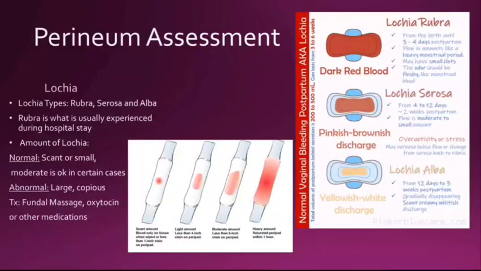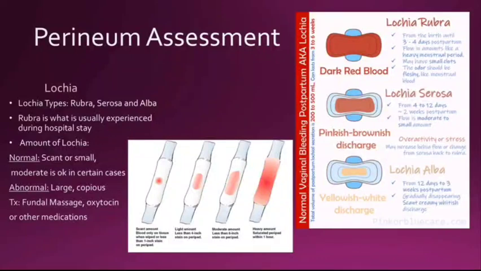Okay, so treatment for this. Let's say that we checked our patient and their fundus was deviated to the right and their bleeding was large. Then we're going to empty their bladder. We're going to reassess the fundus and reassess the bleeding. If their bleeding is still large, then we need to do fundal massage, oxytocin. If that doesn't work, you're going to add on different medications. So really what you're finding in your uterus assessment should correlate to what you're seeing in your perineal assessment. So if the findings are normal on the fundus, then there should be normal amounts of bleeding.